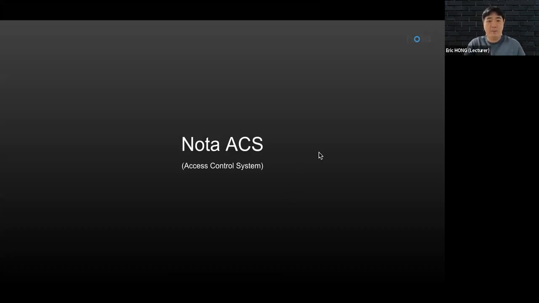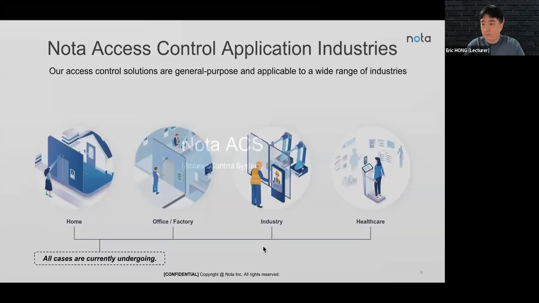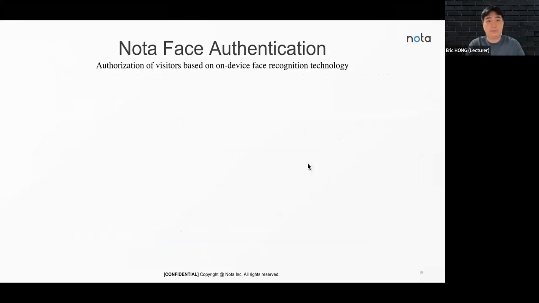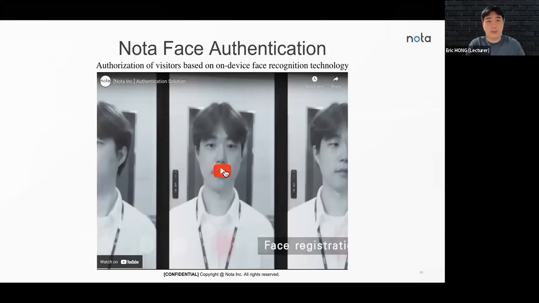For the domain example, I'm going to introduce the Nota access control system. The access control system is used for protecting personal information at home, office, and industry, or healthcare use. And all these cases are currently underway. These are all facts, and we actually have a real industry case. Let's watch the video here.